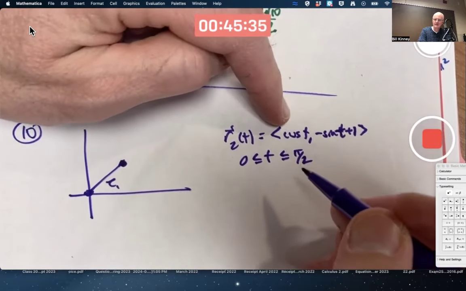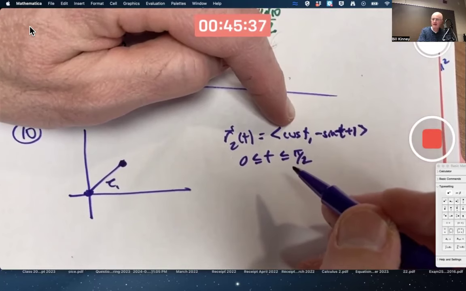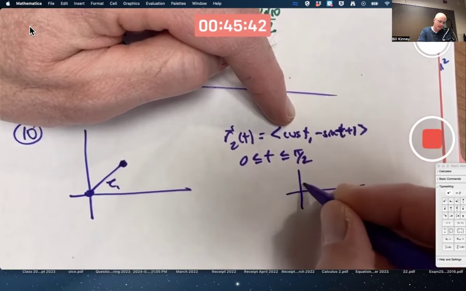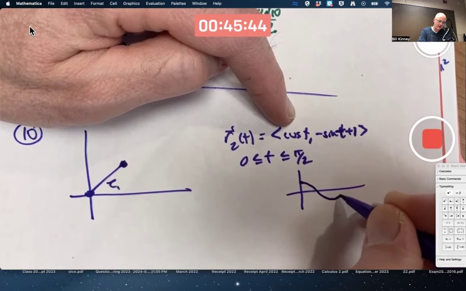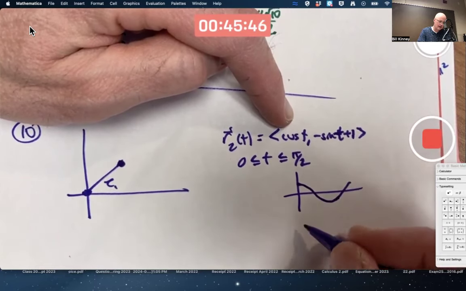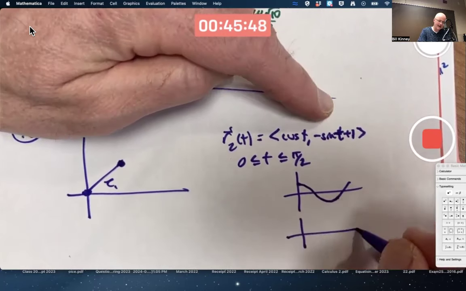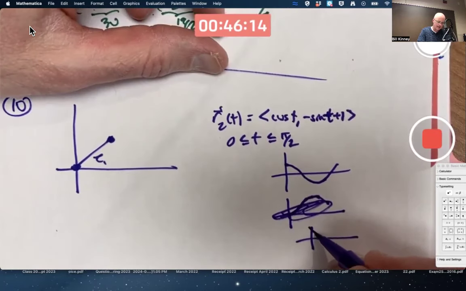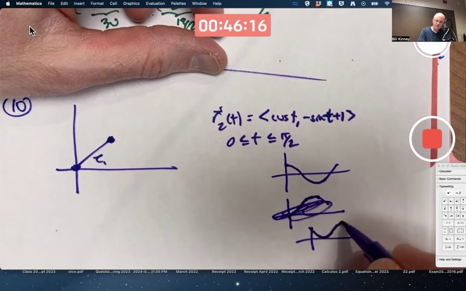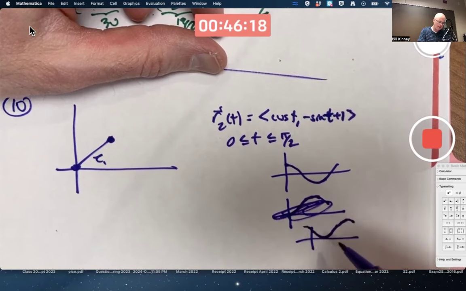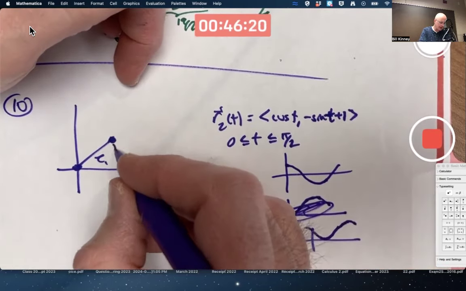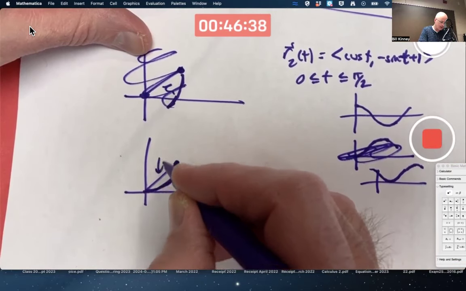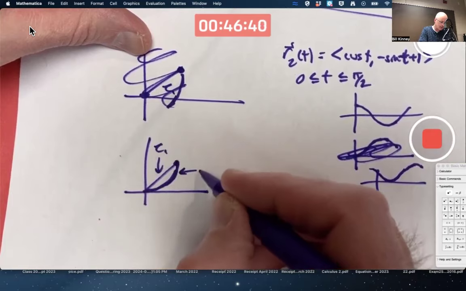As t increases, cosine decreases. There's the cosine. And negative sine t plus 1, what does that look like? It's actually like this. They both decrease. You're going to be moving this way. It's like this. There's C1, say, there's C2.